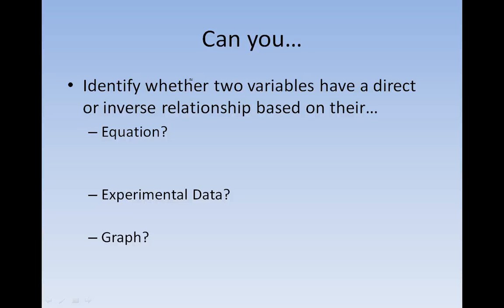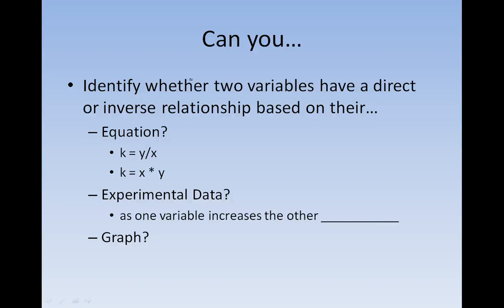Okay folks, that's really all there is to it. So just make sure, can you do these things? Can you identify whether any two variables have a direct or inverse relationship based on their equation in this form? So take a minute, write down your notes. Identify which of those equations is which. Could you identify direct or inverse based on experimental data? So as one variable increases, the other decreases. That's which relationship. As one increases, the other increases. That's what kind of relationship. And then finally, based on their graphs.